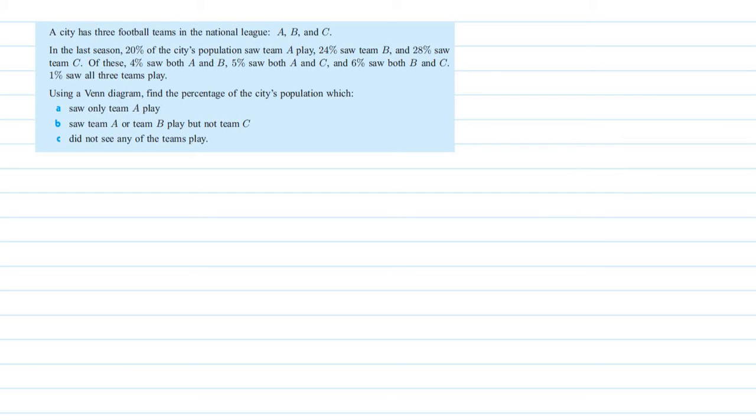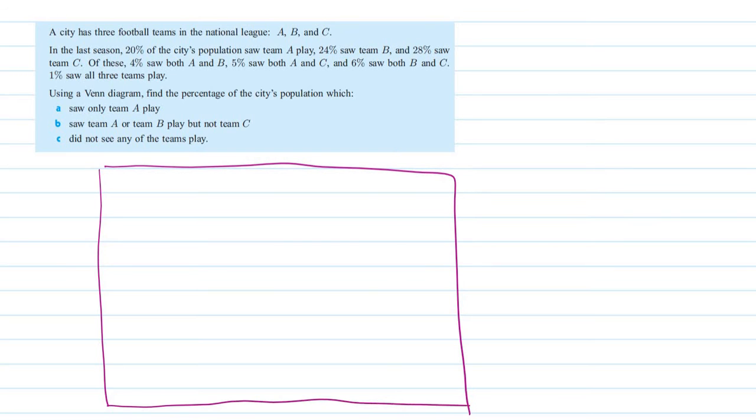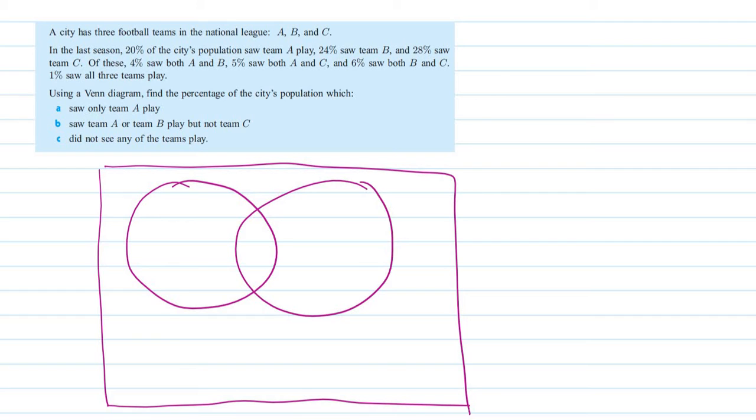Using a Venn diagram, we're going to find the percentage of the city's population for the following things. The first thing I need to do is draw a Venn diagram. This is going to be a Venn diagram with 3 regions in it because I have 3 different categories. Let me start with my drawing. I usually do 2 circles at the top and 1 at the bottom, but it doesn't really matter. I'm going to call this A, this is B, and this is C.